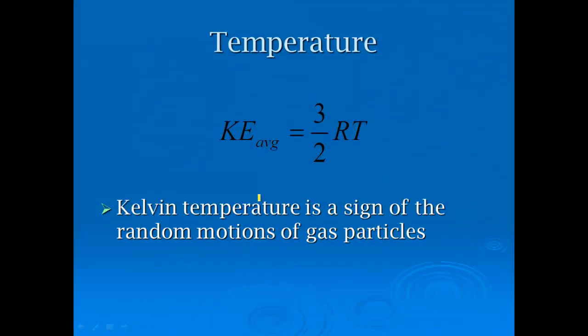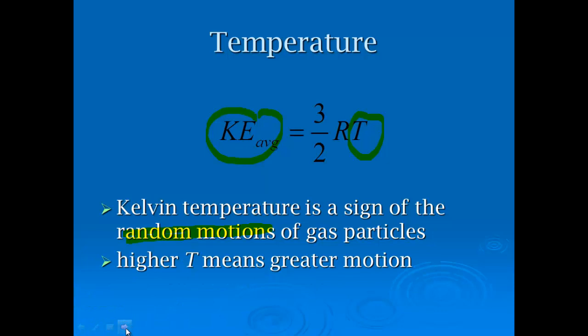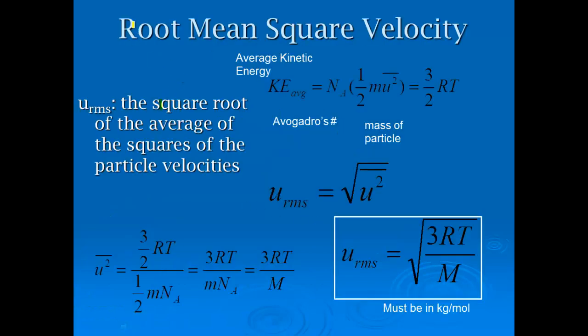Okay, temperature. This is the math behind why temperature and kinetic energy are directly related. So it's a sign of the random motions, or the randomness, of gas particles, and this is just kind of the math behind it. Again, the only thing you would need here is the ideal gas constant. Higher temperature means greater motion.